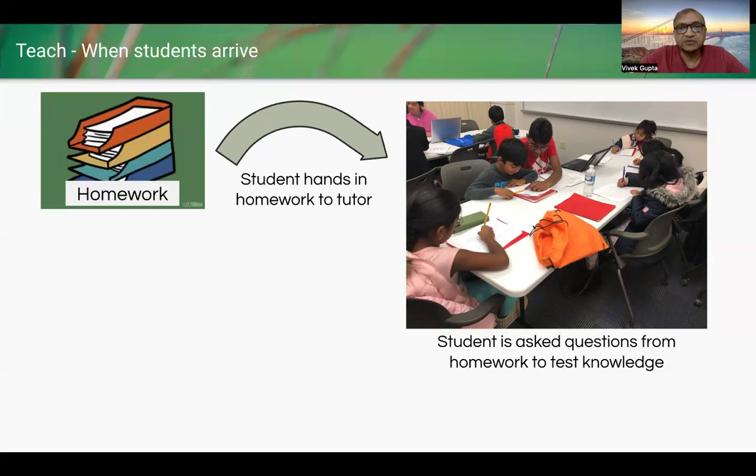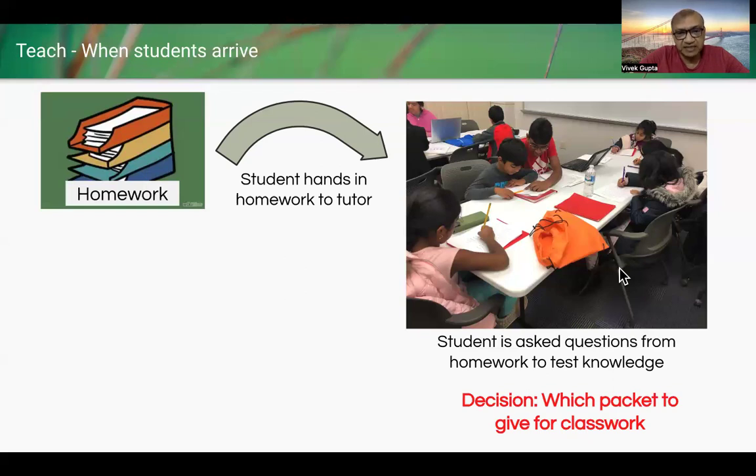But the main point is that you are testing that the student really understands the packet. Based on that student's performance, you're going to make a decision which packet to give for classwork. So there are different options, right? One is you can say, the student doesn't understand this packet, he's struggling, so you're going to repeat that packet. Or you're going to say, the student understands, I'm going to give the next packet. Or, the student didn't finish the homework, so you're going to ask the student to finish that homework in the class before you give the next packet.